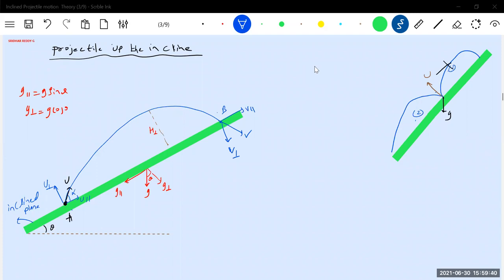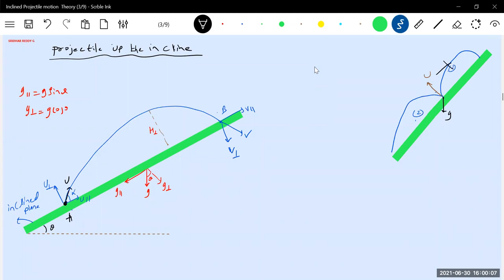I'm going to project it up the incline. Then this will be V perpendicular, and this will be V parallel. With respect to horizontal, you can define alpha plus theta. You can do the horizontal oblique projectile problem also. Let me do up the incline this one. Let's write all the things. I'm projecting up the incline.